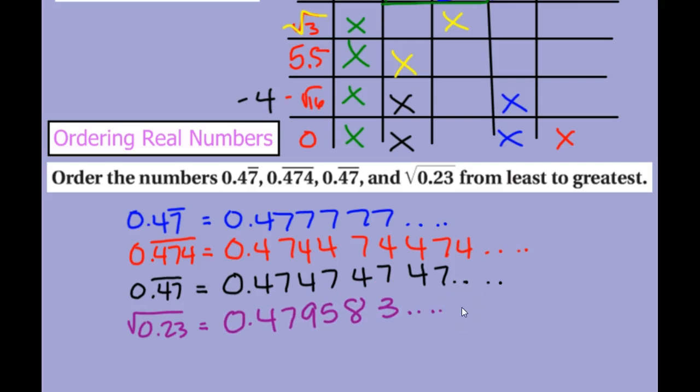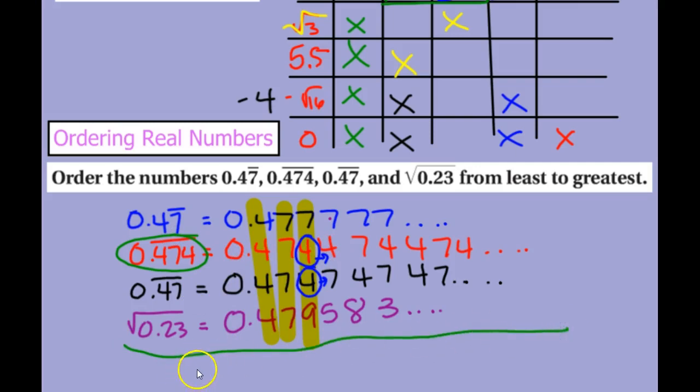So let's compare and figure out which one's the least. Let's look first at just our first digit. Well, they're all fours, so they're all the same. Then they're all sevens, so they're all the same. Then in our third row, our smallest one, we have two fours. We have a four here, and we have a four here. So we need to look next door to see which one's smaller. Is 4, 4 smaller or 4, 7? Well, 4, 4 must be smaller. It's less. So that's our least number.